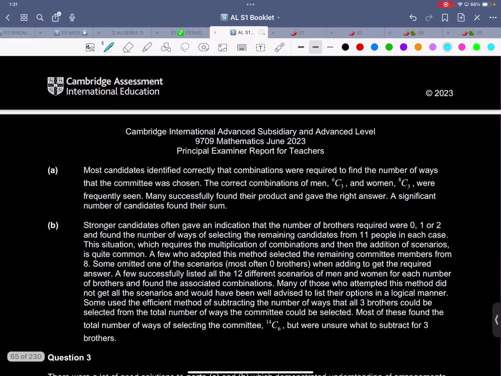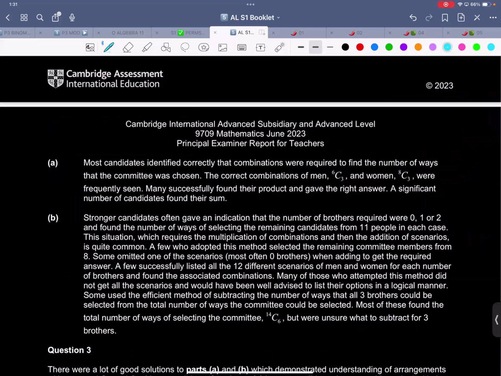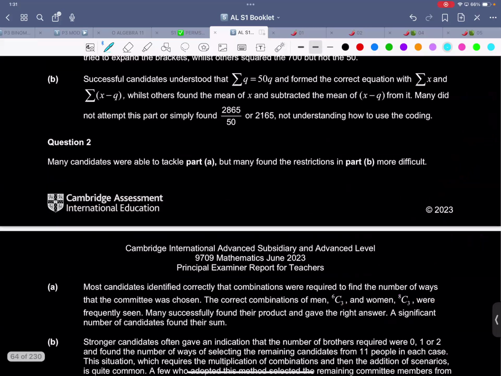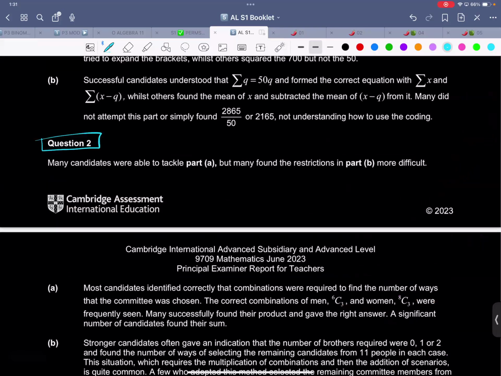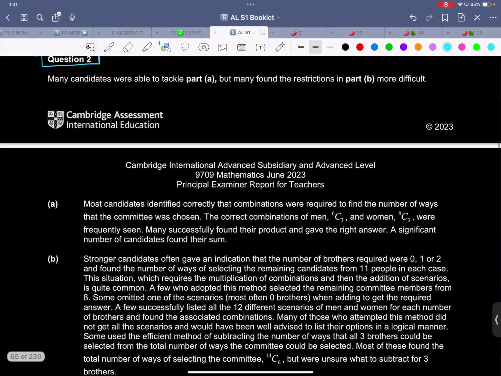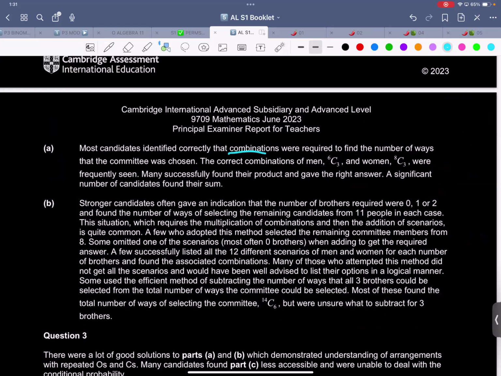Now let me talk about this question, the combination thing. Question 2 was combination. It says that many candidates were able to do part A, but many found the restrictions in part B more difficult. Most candidates identified correctly that combinations were required to give the number of ways that the committee was chosen. The correct combination of men and women were frequently seen. Many successfully found the product. That means men from men and women from women. That is the product that they're talking about, and gave the right answer.